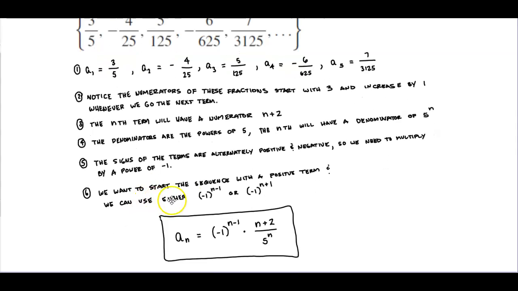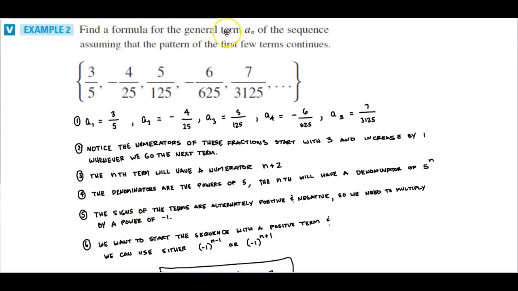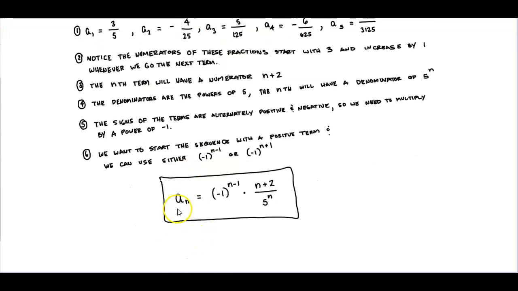So we want to start the sequence with a positive term, and then we can use either negative 1 to the n minus 1 or negative 1 to the n plus 1. So then the formula would be a subscript n equals negative 1 to the power of n minus 1 times n plus 2 divided by 5 to the nth power.